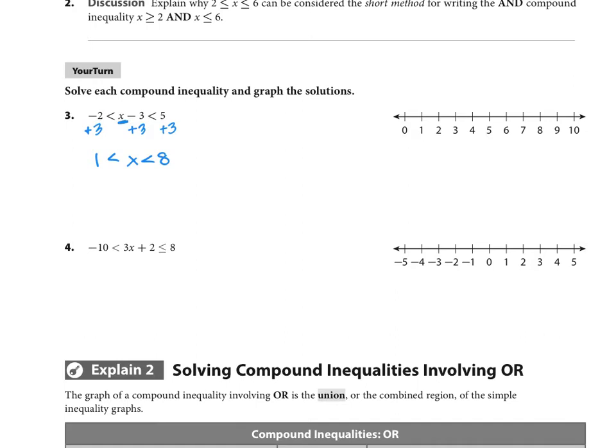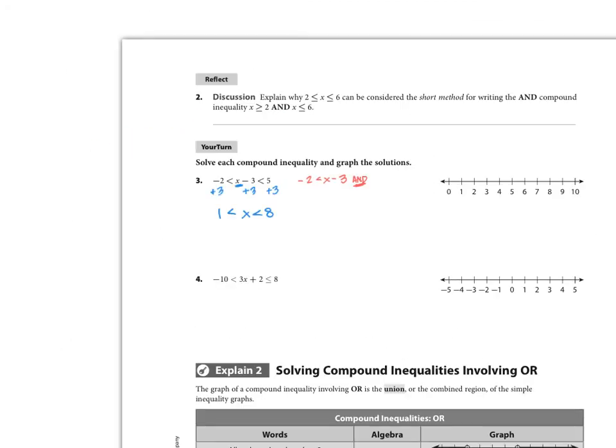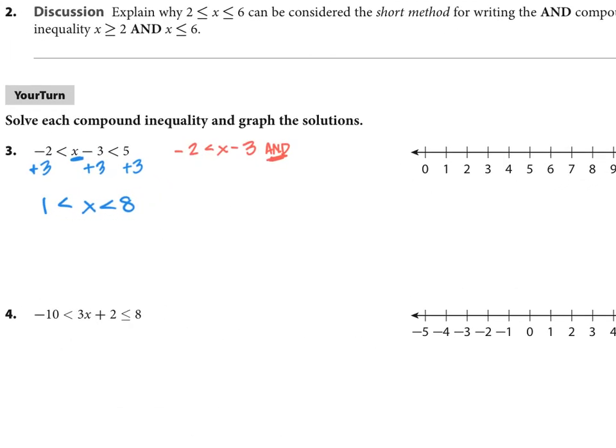Okay, let me show you how it would look if we actually split it up, because there's another way to write this, and see if you can catch on to how I'm doing this. I'm going to go back to the first original sentence here: negative 2 is less than x minus 3. I just took the first two parts of that compound inequality. Then I'm going to put the word "and" in between, because this is important. And I'm going to take the last two parts, which says x minus 3 is less than 5.